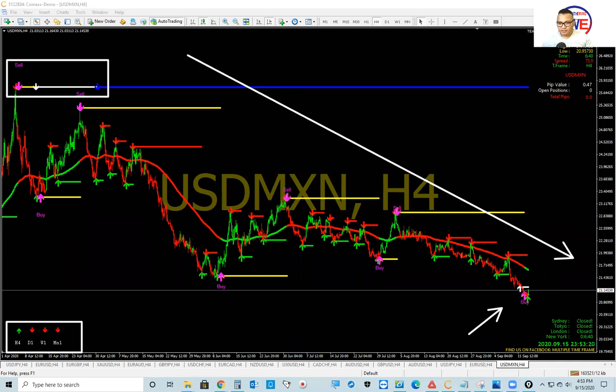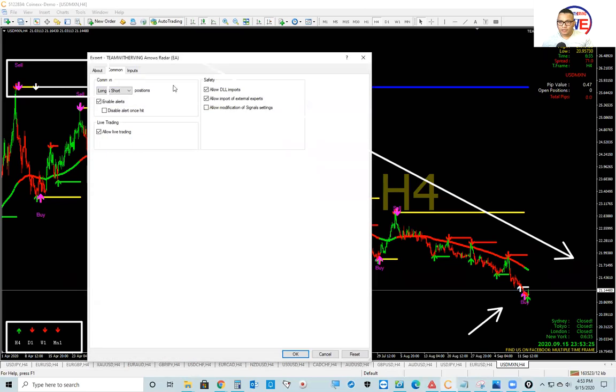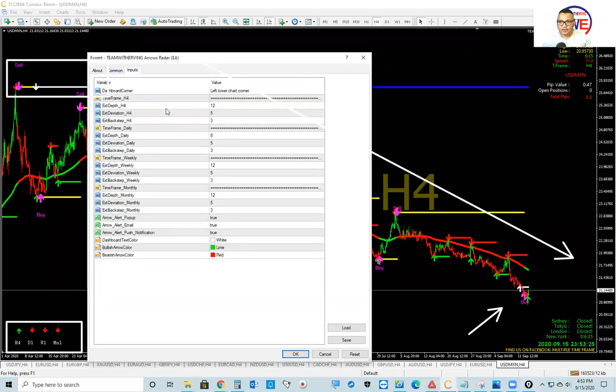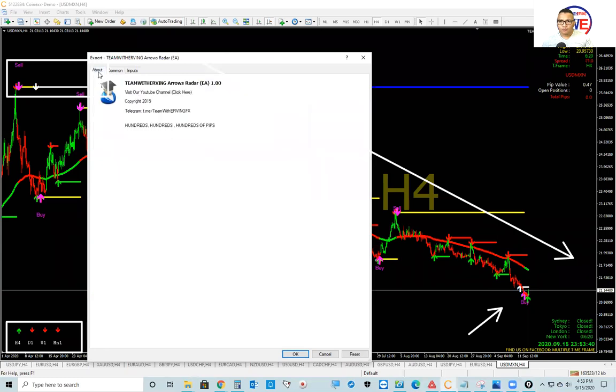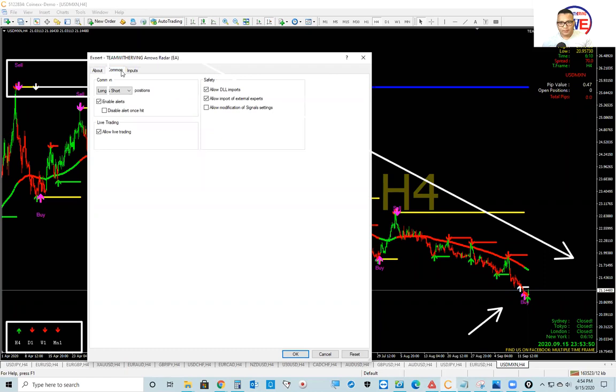Before I explain this, here's what you guys need to do. Here's the happy face right in the corner. Just double click on it and find out which version of the radar you have, because I had two. The one you sent me last night, how many arrows did it pop up on your screen? Four.